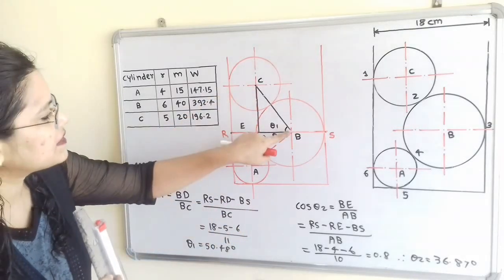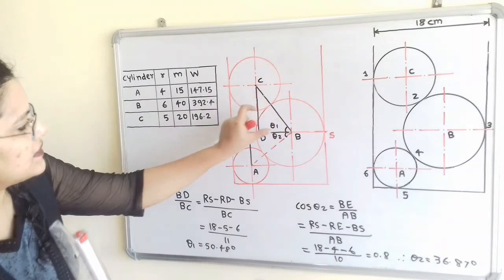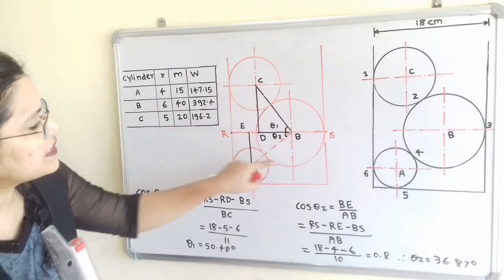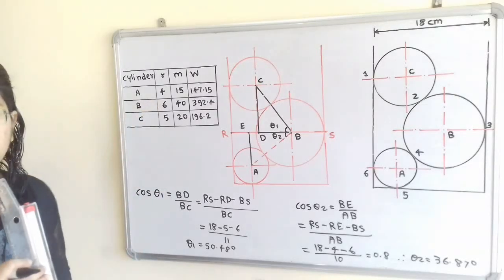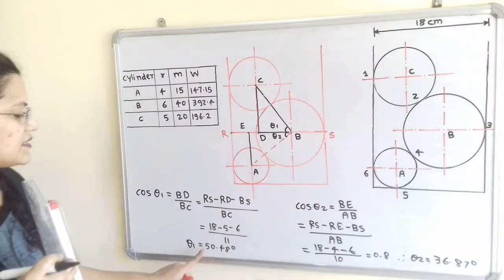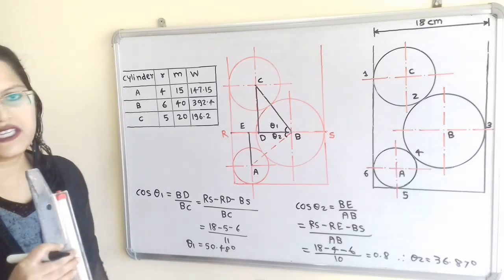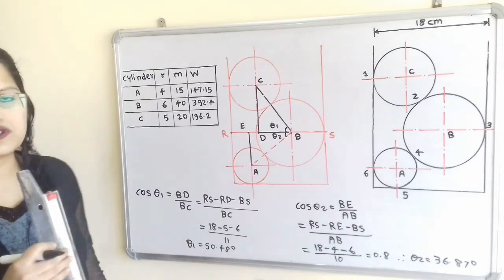BC is nothing but the sum of the two radii, that is the radius of cylinder B and the radius of cylinder C. So 6 plus 5, that is 11. So theta 1 is equal to 50.48 degrees. And we have to note down this value.